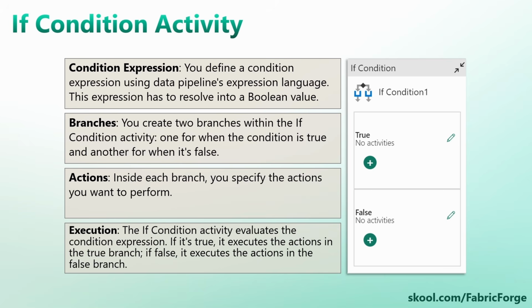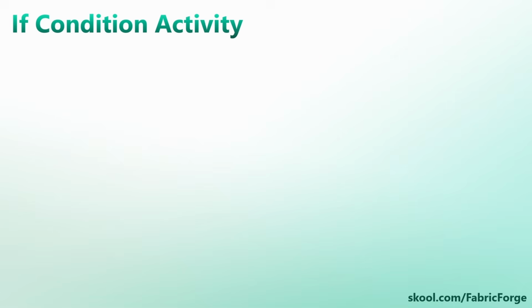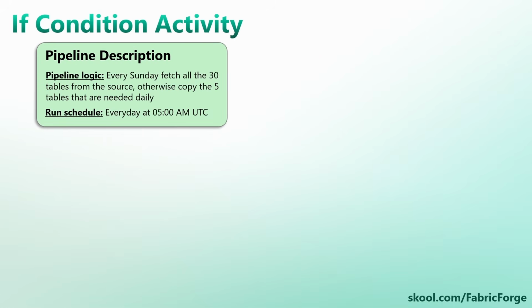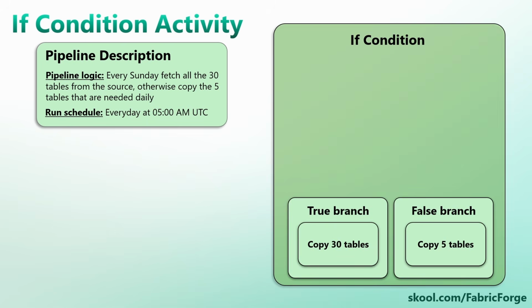Next, let's cover in more detail how expression evaluation works and how it is decided which branch to use. Our pipeline logic for this imaginary situation is that every Sunday we want to fetch all the 30 tables from the source. Otherwise, we will just copy 5 tables that are needed daily. Our run schedule for this pipeline is every day at 5 a.m. UTC time. Then we have our if condition, and in that if condition we have our two branches.